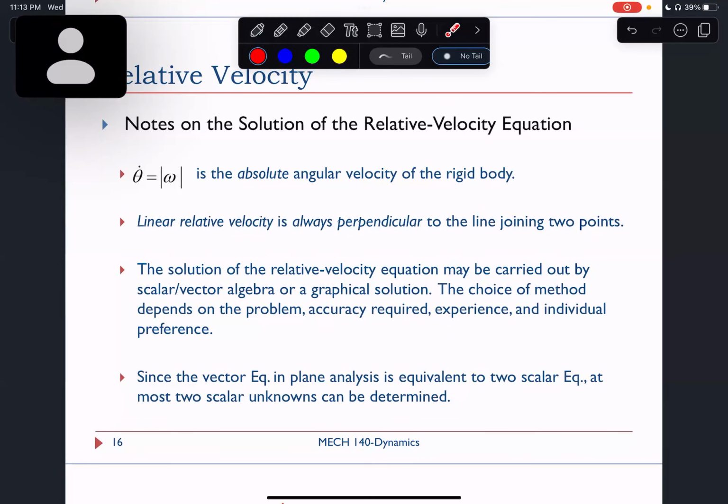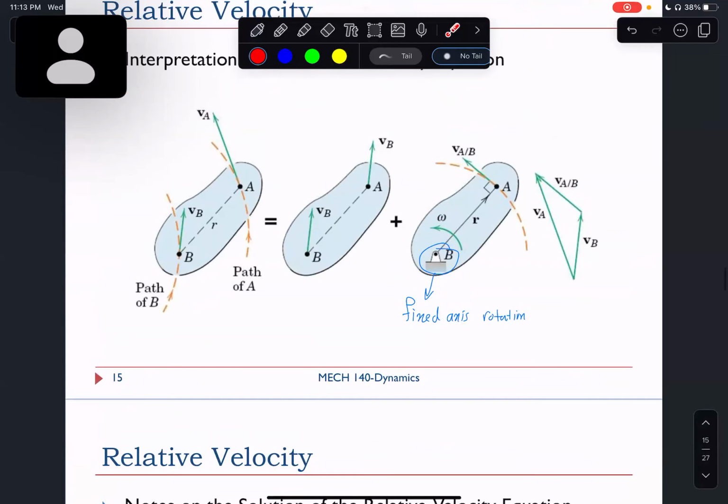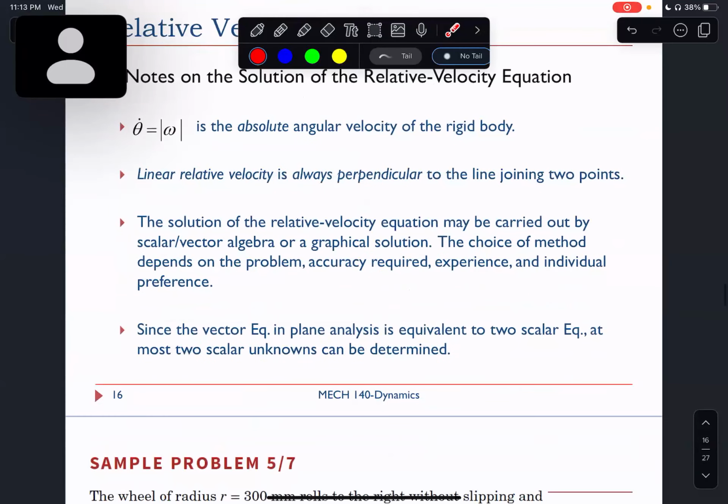So here are some notes about this solution. Theta dot, omega, is the absolute angular velocity. The linear relative velocity is always perpendicular to the line joining the 2 points. That means that this VAB is always normal to R, which makes sense, right? Because it's a fixed axis rotation, so it's a circular motion. The solution of the relative velocity equation may be carried out by scalar vector algebra or a graphical method, and the choice depends on the problem really. Okay.